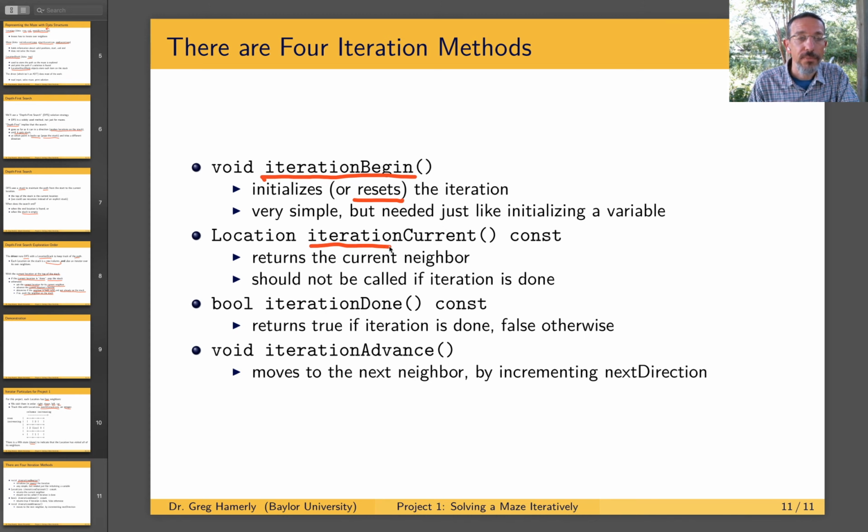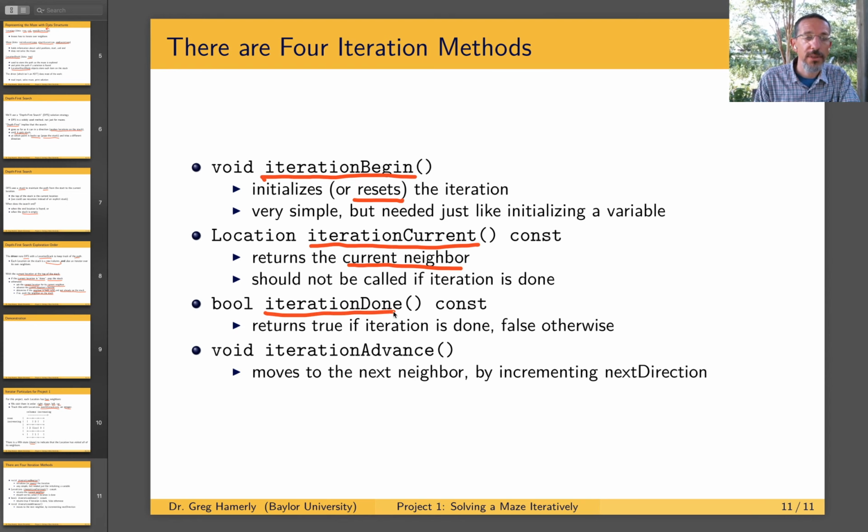Iteration current tells us what the current location is that is our neighbor. Okay, so it returns the current neighbor. Of course, it only has a current neighbor if the next direction is right, down, left, or up. It doesn't have a neighbor if the next direction is done. So no one should be calling this function if iteration next direction is done. That might be a place where you might use an assert to verify that that's the case.